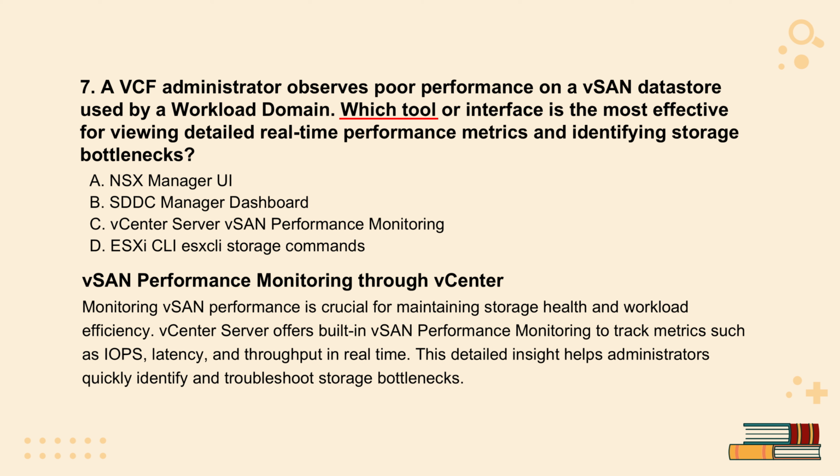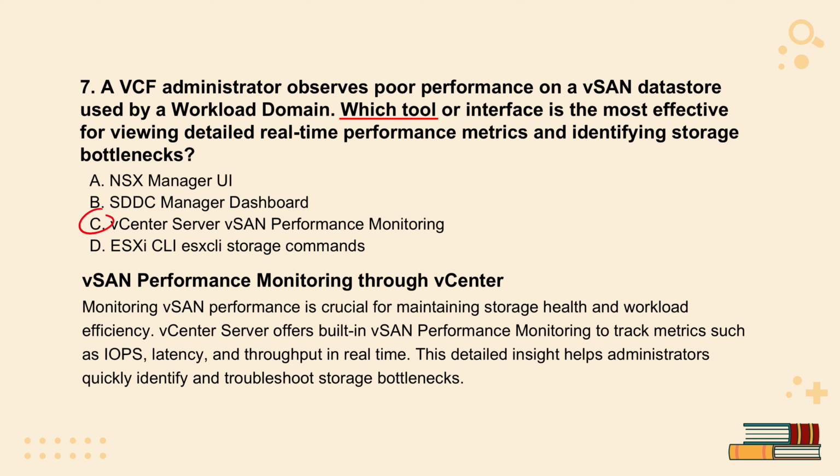For deep vSAN performance analysis, your primary tool is the vCenter vSAN Performance Monitoring Service. Why that specifically? Couldn't I just look at performance counters on the individual ESXi hosts? You could, but vSAN isn't just local disk performance, right? It's a distributed storage system. A bottleneck might be caused by network latency between hosts, or specific types of I/O overwhelming one part of the distributed system.